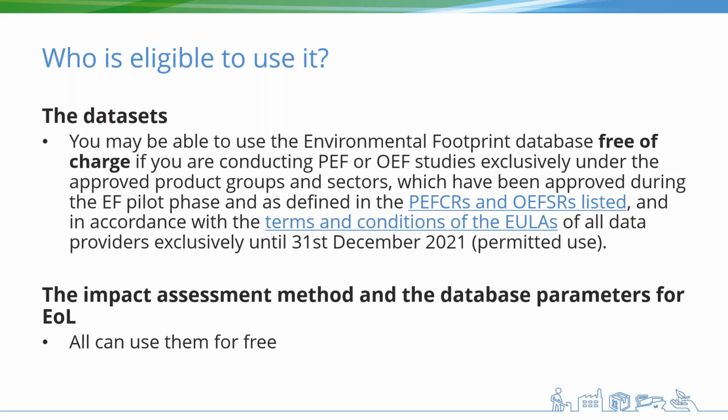When it comes to the impact assessment method and the database parameters for the end-of-life formula, these are all for free. So these are not bound to any terms and conditions, and this is why we have already released the impact assessment method version 2.0, but as an adapted version in the professional database. And we mean adapted in the sense that there we took into consideration that the list of flows is actually larger than the one in the EF package 2.0. So that's the only difference that you will see between the two.